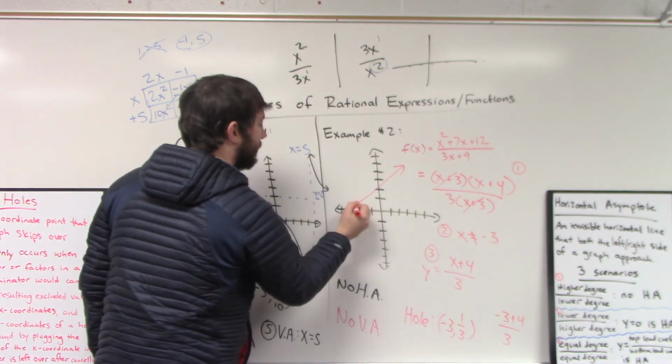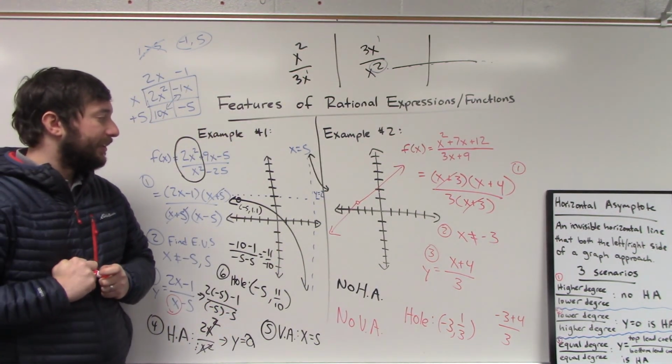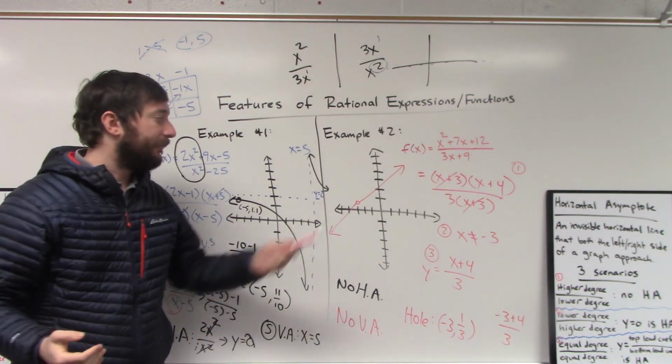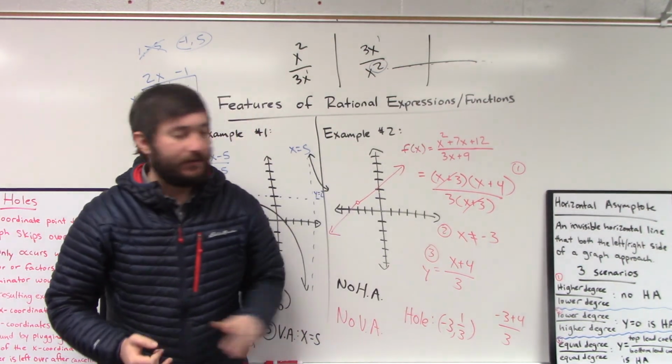If you graph this on Desmos, it will look something like this. Okay. There's a hole there. The graph does not exist. It exists everywhere else except for that coordinate point that it skips over. x cannot be that value.